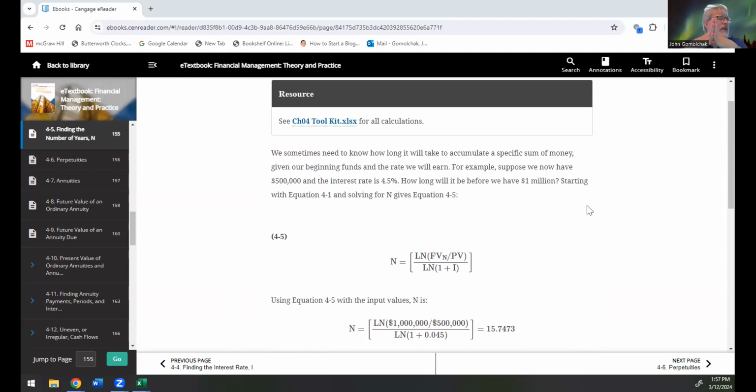For example, suppose we have $500,000. All right, so I'm doing number of periods. Present value is a negative $500,000. Interest rate is 4.5. And our future value that we're looking for is $1 million. Okay.